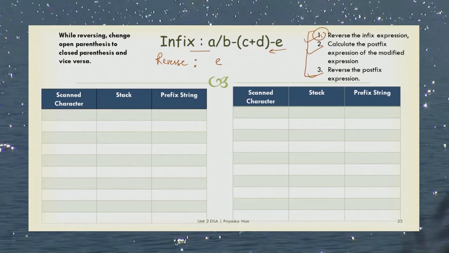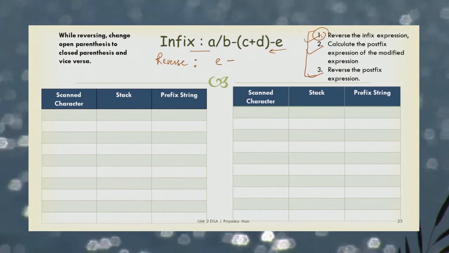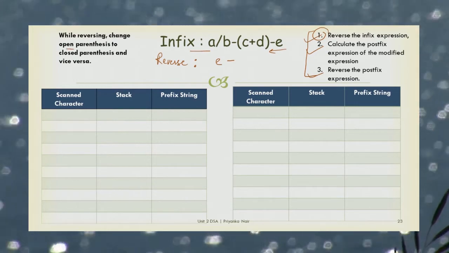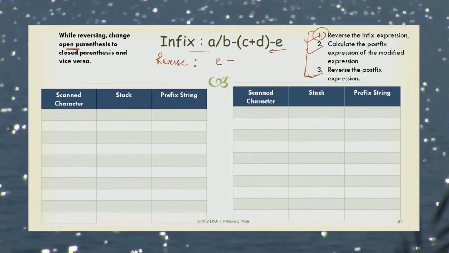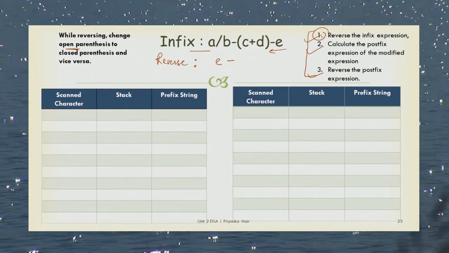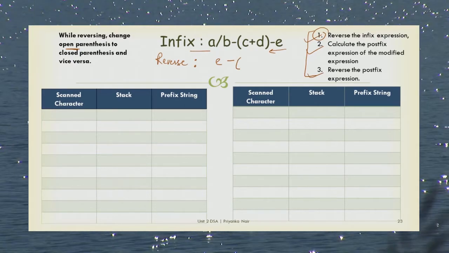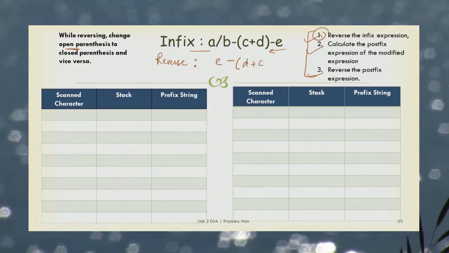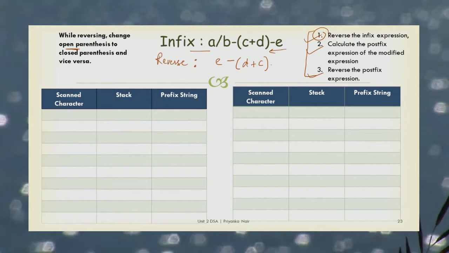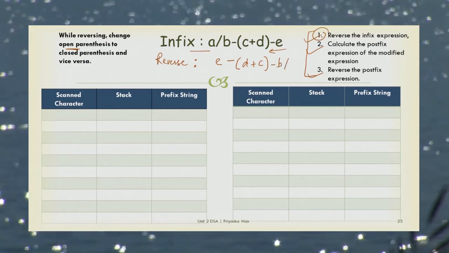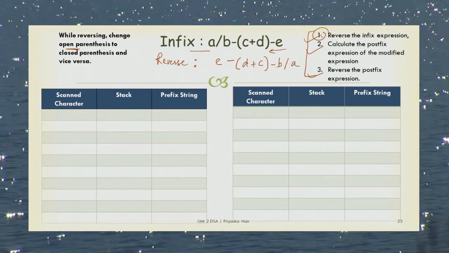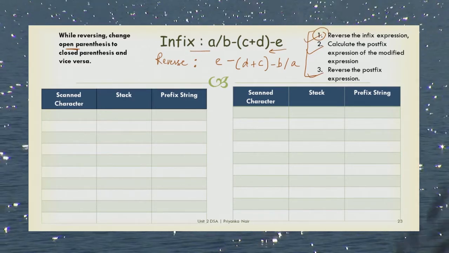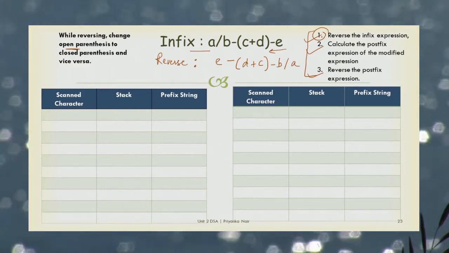So E minus. Here one thing to be noticed is that while reversing, we need to change the open parenthesis to closed parenthesis and vice versa. So here, since it's a closed parenthesis, it becomes an open parenthesis. D plus C, the open parenthesis becomes the closed parenthesis, minus B divided by A. So now we have successfully reversed the infix expression and we have received a modified infix expression.